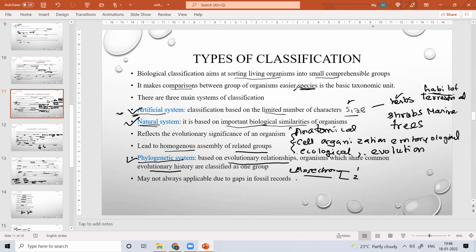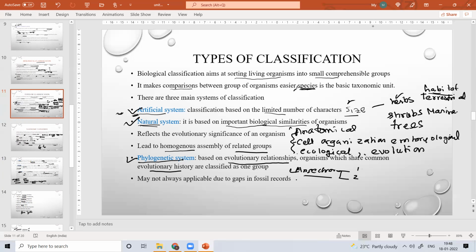So it leads to the homogeneous assembly of related species. All related species will come under homogeneous, similar groups. Then, what is the phylogenetic system of classification? Here it is based on evolutionary relationships, on the common ancestry of organisms. Organisms which share a common evolutionary history, a common ancestor, are classified into one group.